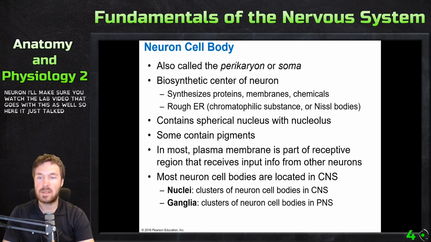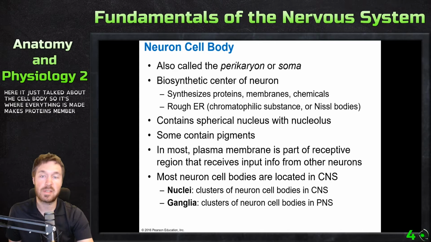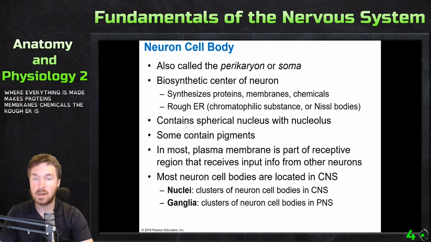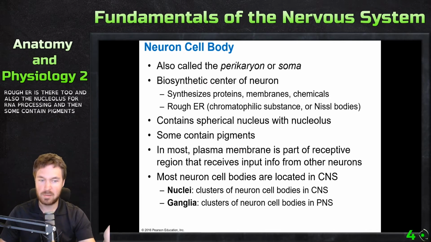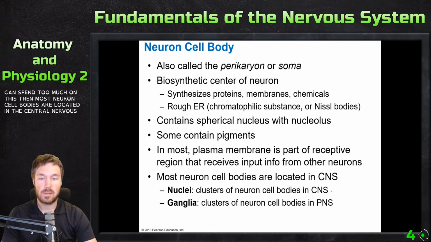So here, just talking about the cell body. It's where everything is made. It makes the proteins, membranes, chemicals. The rough ER is there too, and also the nucleolus for RNA processing, and then some can contain pigments. I'm not going to spend too much on this. Then most neuron cell bodies are located in the central nervous system.